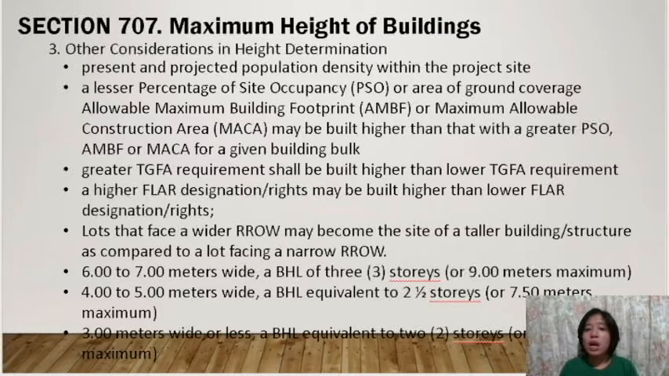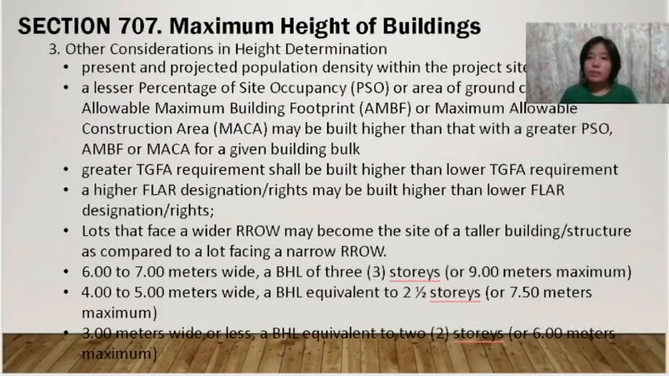Higher FLAR designation and rights may be built higher than lower FLAR designation rights. Lots that face a wider RROW may become a site for a taller building structure compared to a lot facing a narrow RROW.